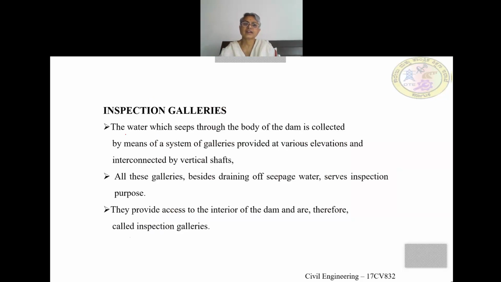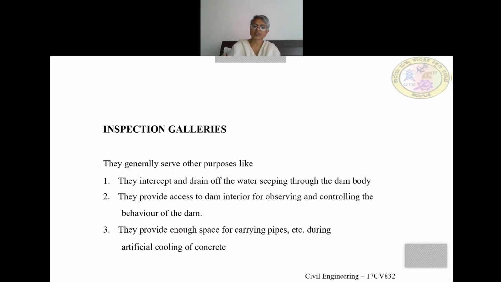So in here, the water which seeps through the body of the dam is collected by means of a system of galleries provided at various elevations and interconnected by vertical shafts. I told you that they can be provided at different elevations, and they all can be interconnected by vertical shafts. All these galleries, besides draining of the seepage water, serve even for inspection purpose, and they provide access to the interior of the dam and are therefore called inspection galleries. So what are all the different purposes they serve?